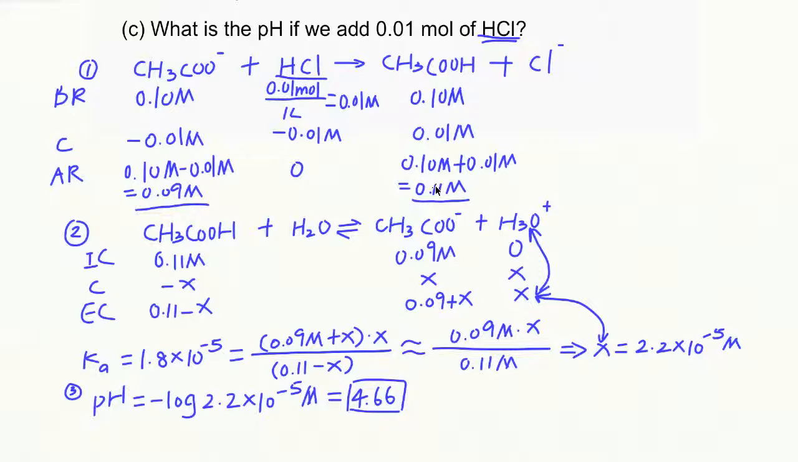Okay. So as you can see, again, the buffer solution worked, because before you add the hydrochloric acid, the pH value is 4.74, and when you add a little bit of hydrochloric acid, the pH value decreased a little bit, but not that much. Okay, so this is how the buffer solution works.